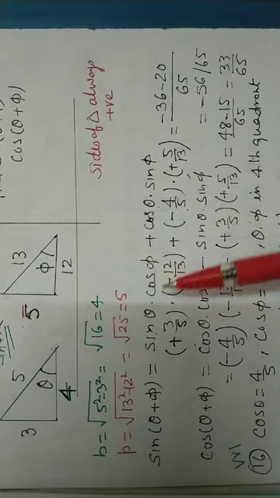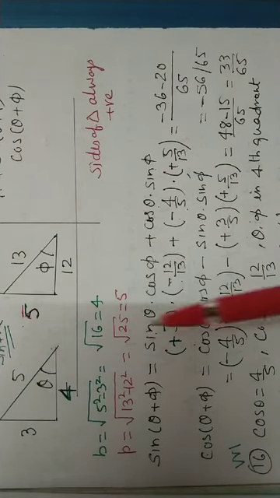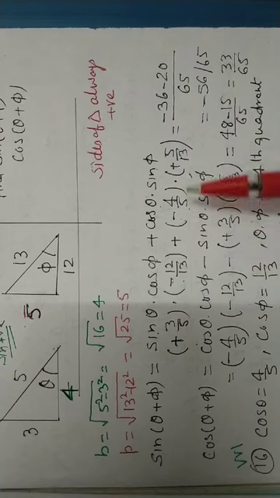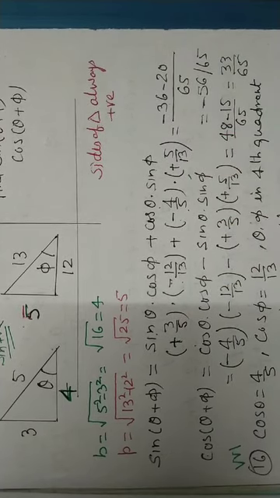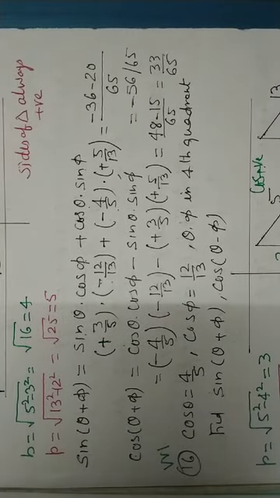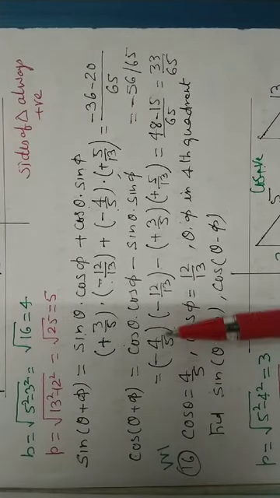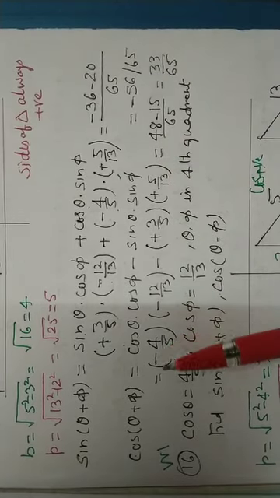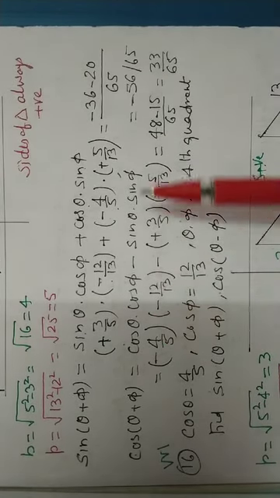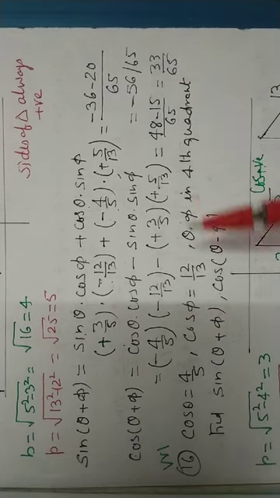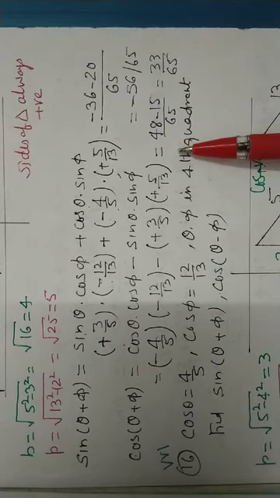Now see, sin theta is 3 by 5. As in class 10, you can put the values and simplify to get the answer, but never forget to write the sign. Similarly cos of theta plus phi is cos A cos B minus sin A sin B, where in place of A and B, theta and phi have been written. Now write the values and simplify to get the answer.